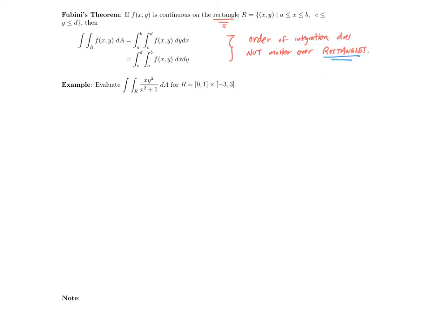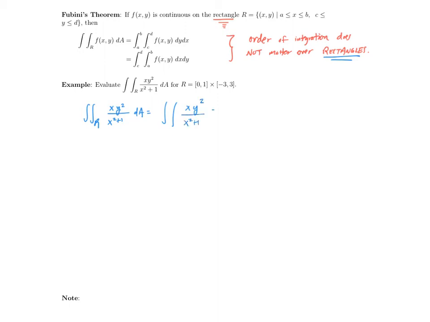In this case, we have the double integral over a rectangle of a function of two variables. So we have our starting point, this double integral over R. We have the function xy squared over x squared plus 1. And we have the ability to choose which variable to integrate with respect to first.